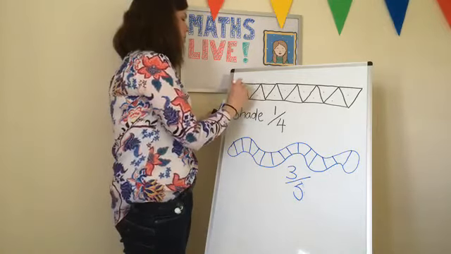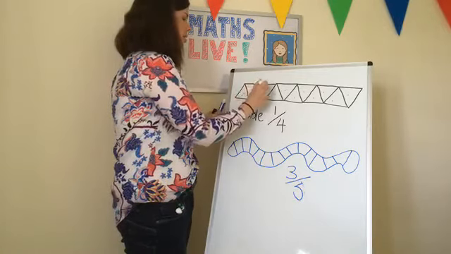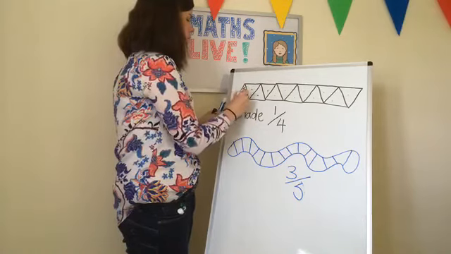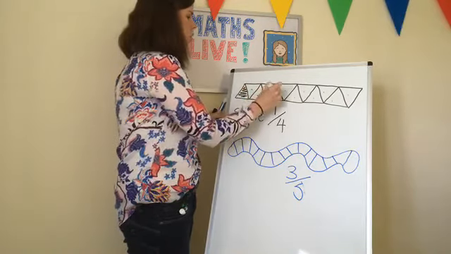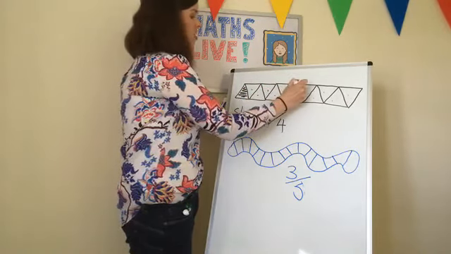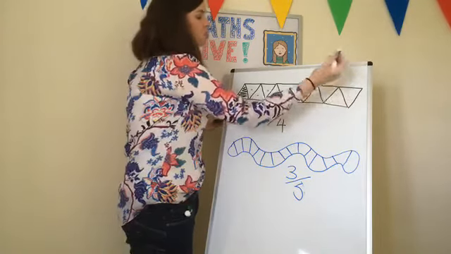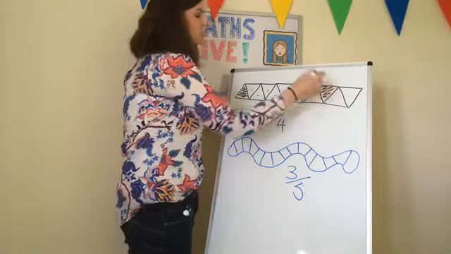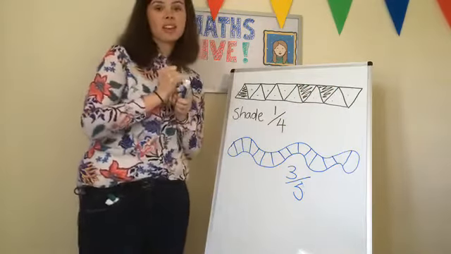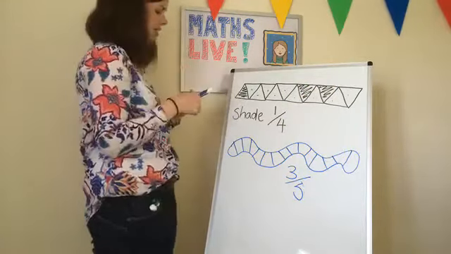So I'm going to go, right, 1, 2, 3, 4. I'm going to shade in 1. 1, 2, 3, 4. Shading that one. And then 1, 2, 3, 4. I'm going to shade in that one. So if you shaded 3 parts, or you said 3 for the first one, fantastic.